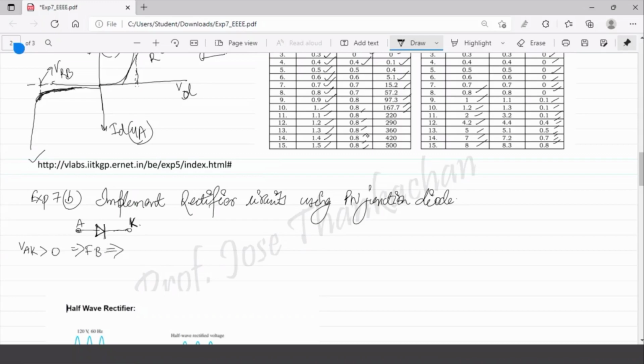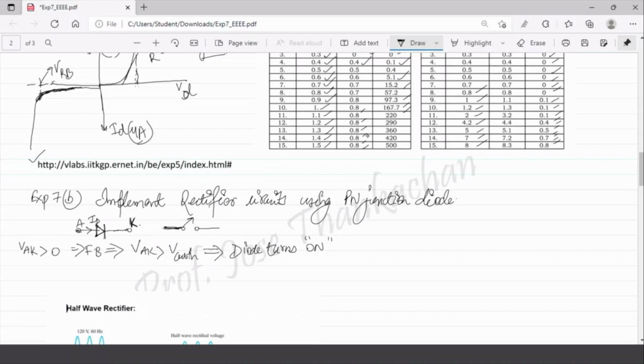What does that imply? If the voltage in the forward bias condition, VAK, is greater than the cut-in voltage, V cut-in, then we say that the diode turns on. That means this PN junction diode is allowing a flow of current ID from anode to cathode. And if it is allowing the current to flow like this, we can say that this is behaving as a switch.